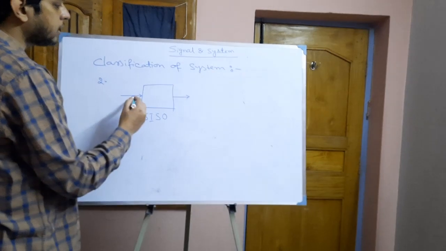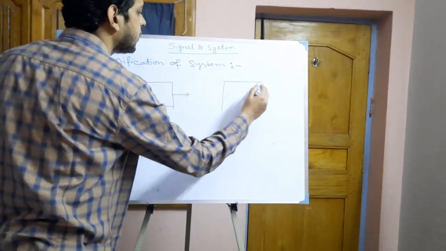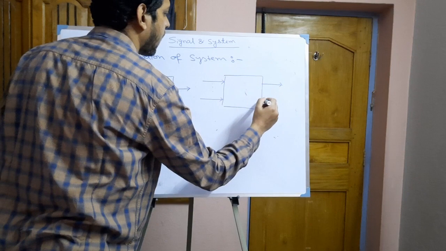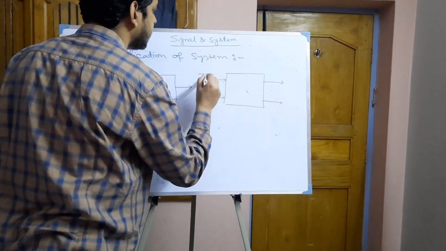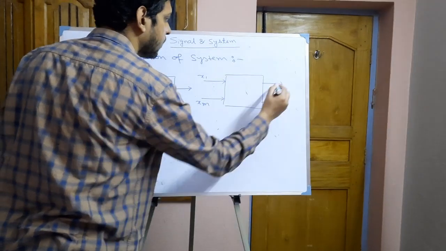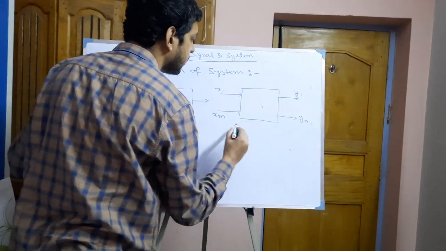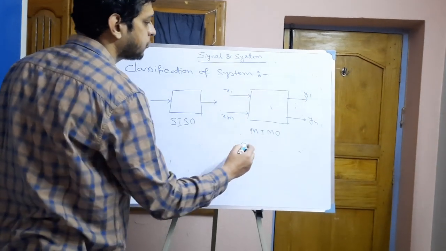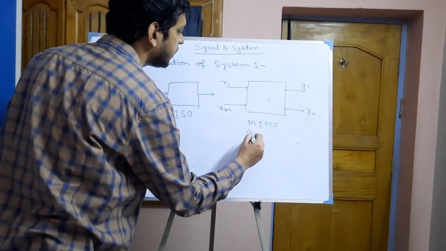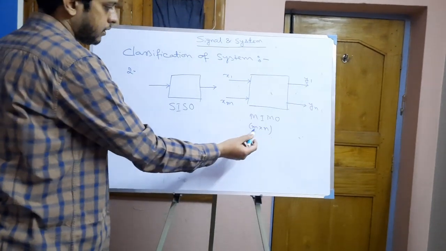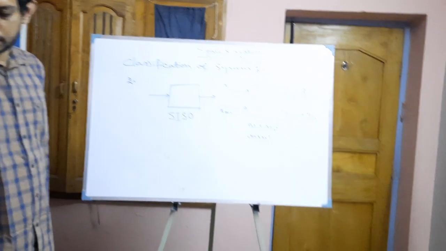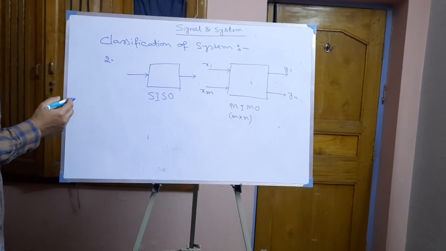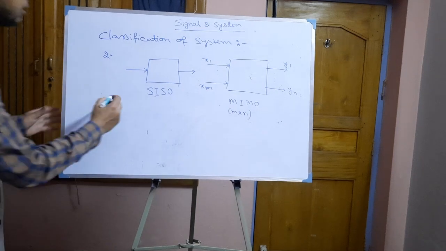SISO system, that is single input single output system, whereas we can call this system as a MIMO system or multiple input multiple output system. The dimension of this system is M cross N, where M is the number of input and N is the number of output. Okay. Now the characteristics of a SISO system can be completely represented by a transfer function.